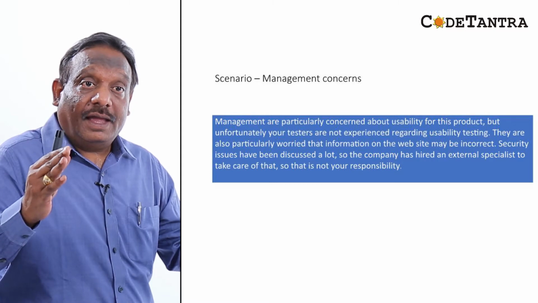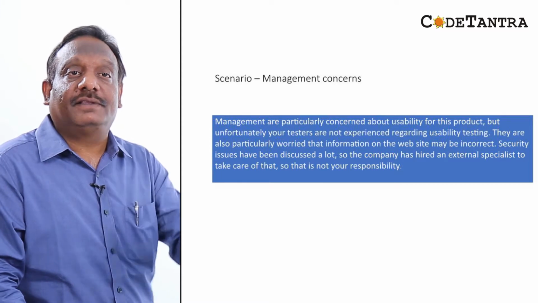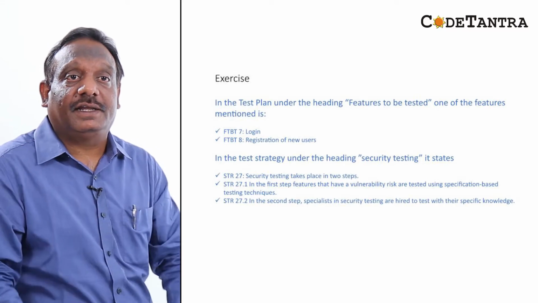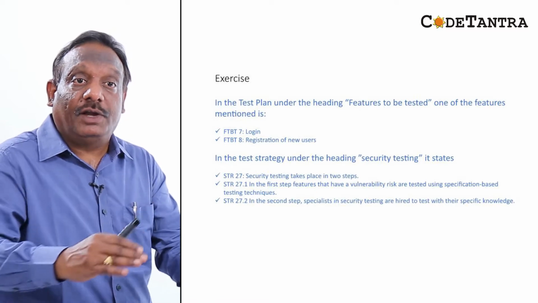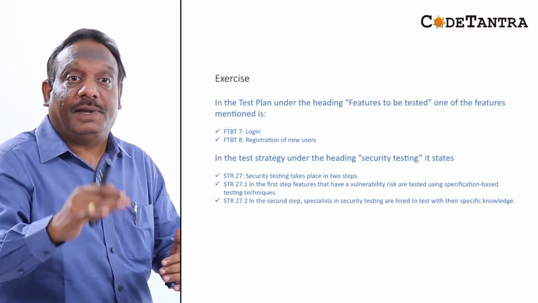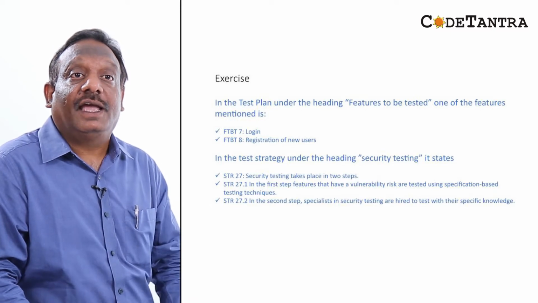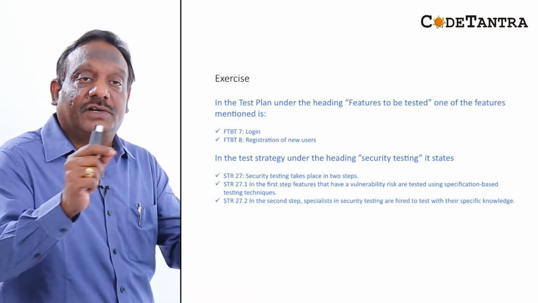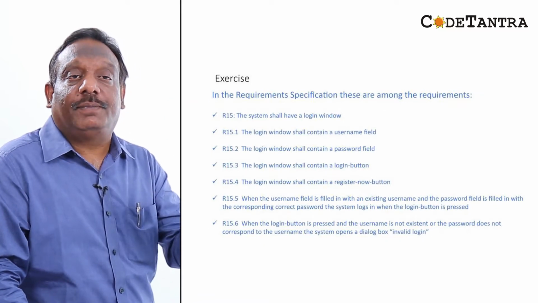So earlier, while developing the test plan, you identified some aspects in the test plan: FTBT 7, that is features to be tested 7, login functionality, and features to be tested 8, registration of new users. These we have already done. Now we will build on top of that. Also, in the test strategy under the heading security testing, you have outlined some elements, and these are important for this project. So there is a test plan, there is a test strategy, and then you have a set of requirements that have been identified for this version of the release of the software. There are 8 requirements that have been identified.